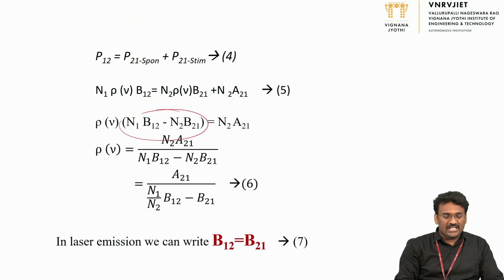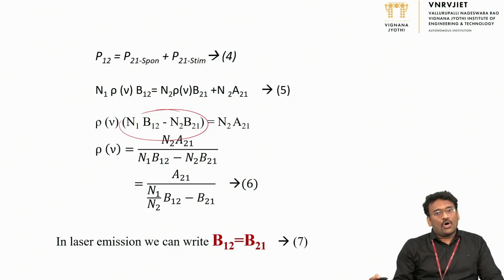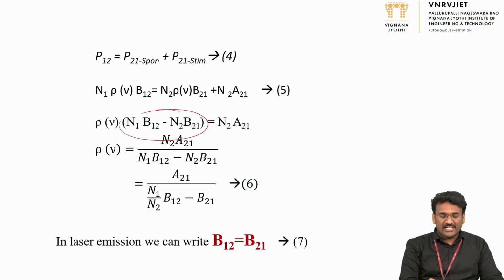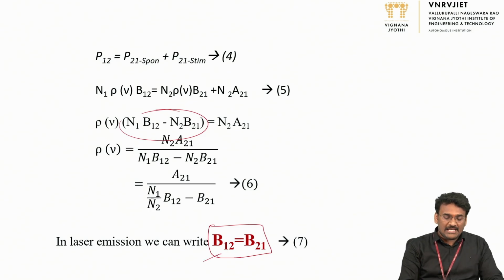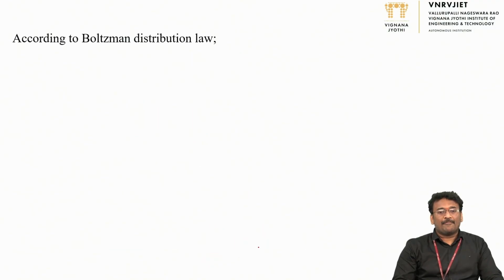And here in case of lasers, almost all the excited particles will come to the lower state by stimulated emission only. So as we are discussing lasers, we can write B12 is equal to B21. And once again I'm telling you, this is applicable only in case of lasers. If you take normal light, this is not valid. So as we are in lasers, we can write B12 is nearly equal to B21.